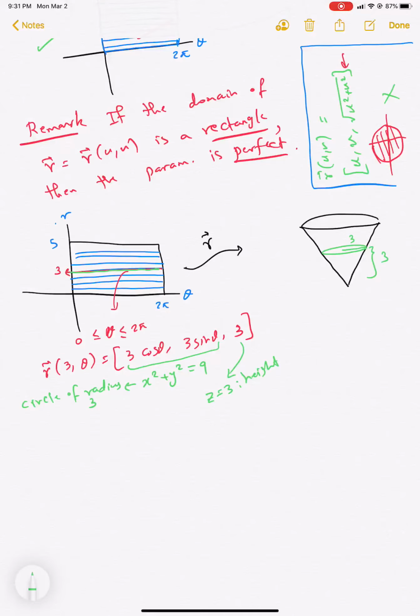So how do we understand this parameterization? Each of these horizontal lines is mapped into a circle of radius r at height r. This is how the cone is composed of these circles. So to produce the cone from the rectangle, you take these horizontal lines, you bend them to get circles, and you put these circles above each other to get the cone.